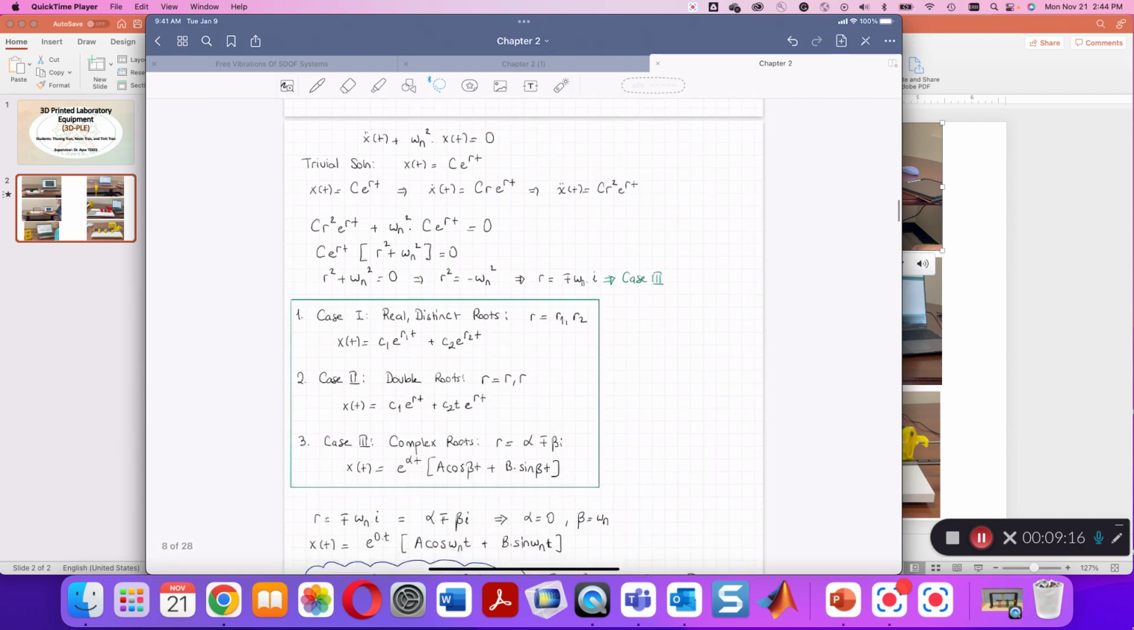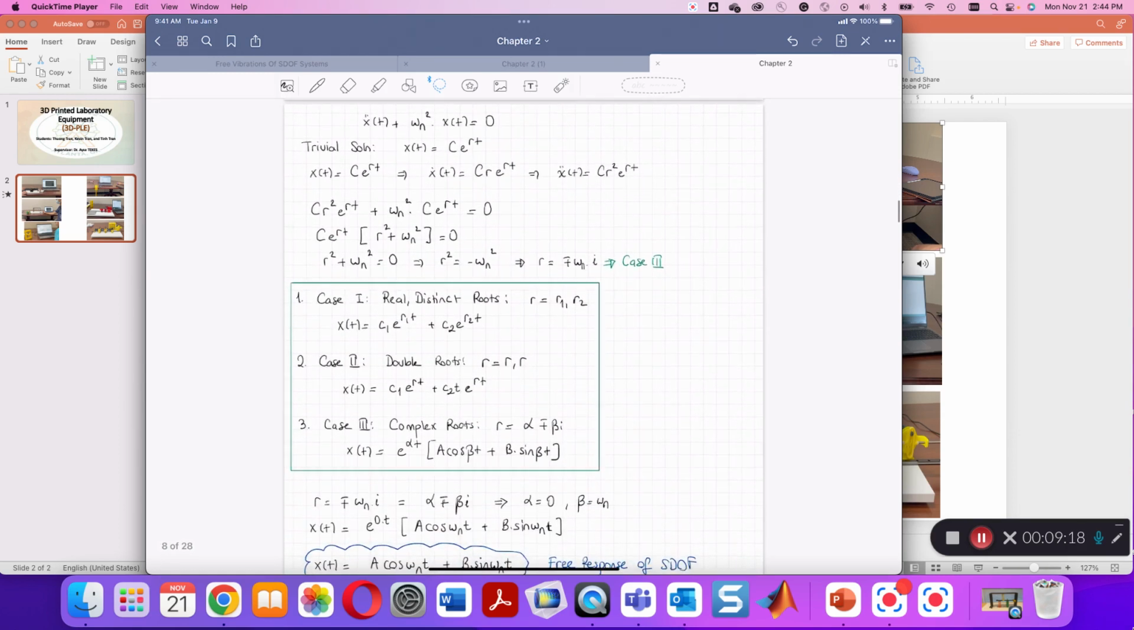Let's go back to the equations and see how we theoretically find the position of the cart at any moment for single degree of freedom undamped systems. So this is the equation written in the general form using omega n. Remember, this equation can also be written as x double dot plus k over m times x equal to 0.